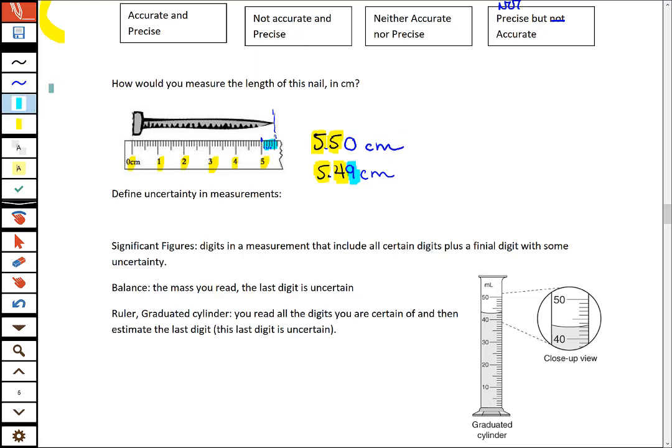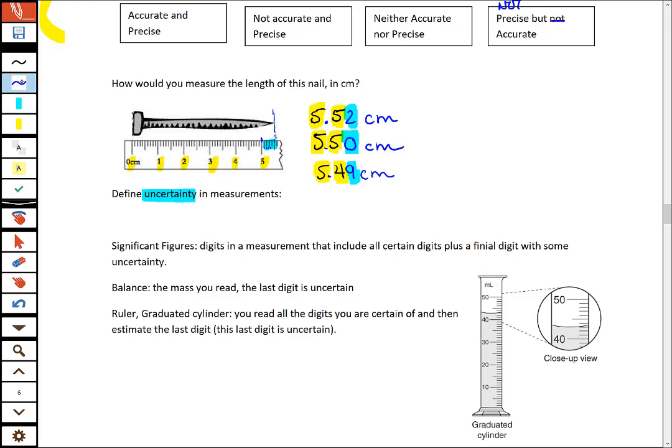That 0 is telling my reader that I think that nail is spot on 5.5 right there, right? So I'm saying I don't even need an estimated digit. Maybe you thought it was just a hair over. Maybe you thought it was 5.51 or 5.52. Again, you would have a digit for the ones place, a digit for the tens place, and then you'd have your estimated digit. So every measurement has uncertainty.